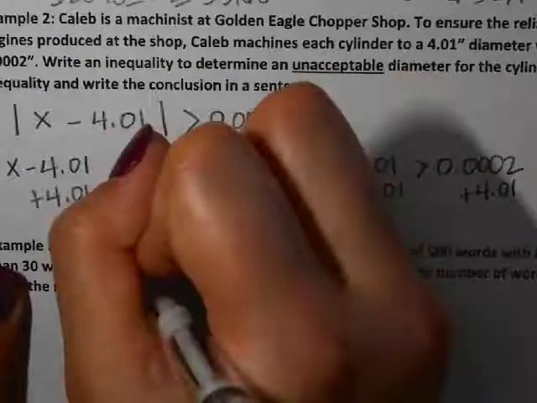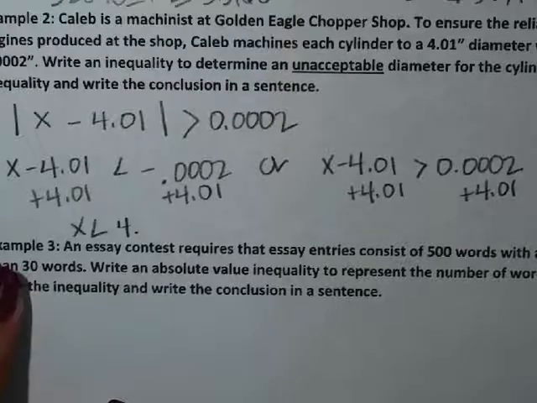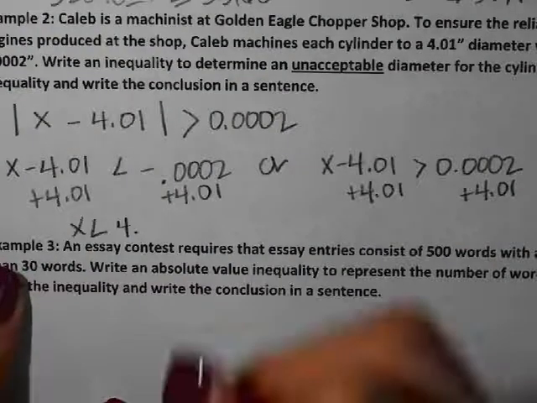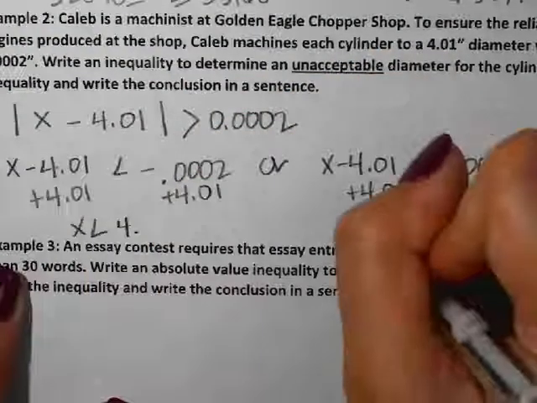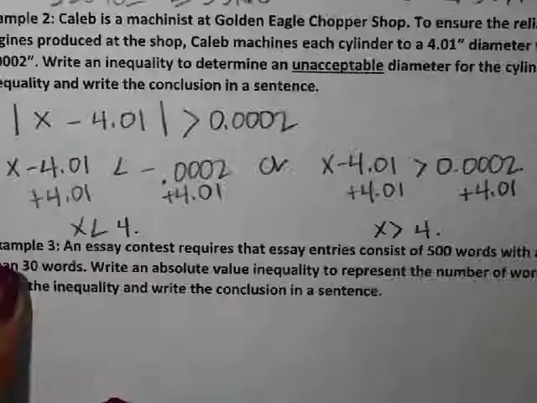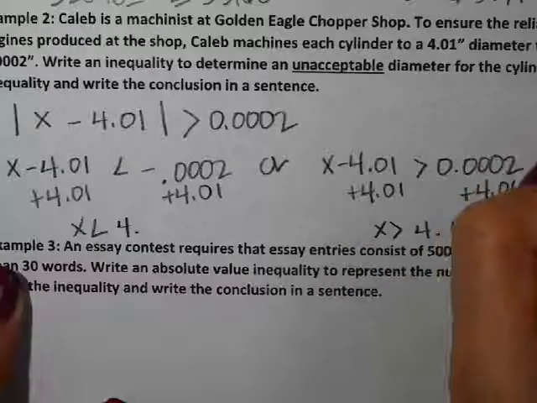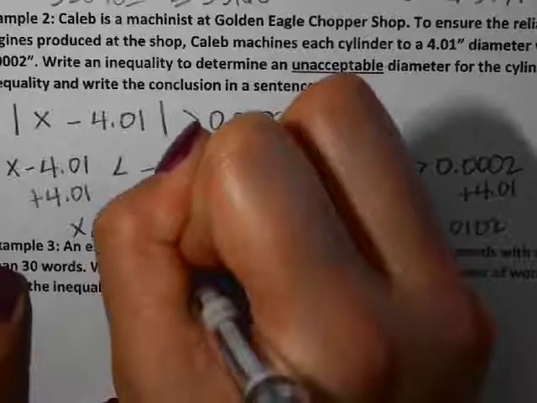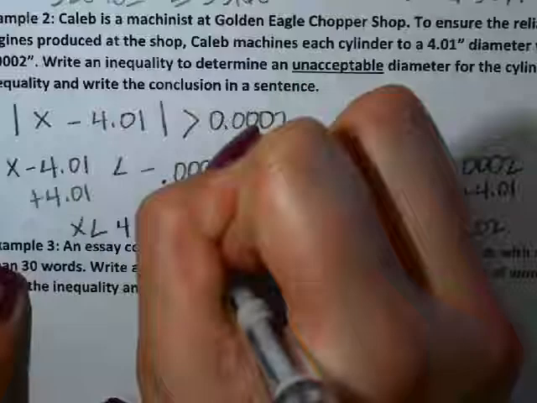So we've got 4 point, what was it? 0102, and this one was 0098. Okay.